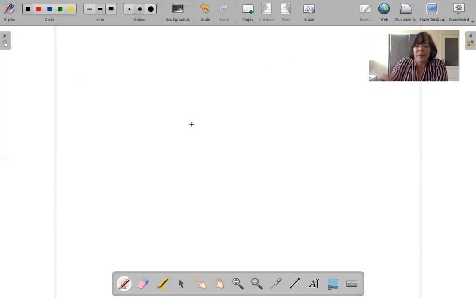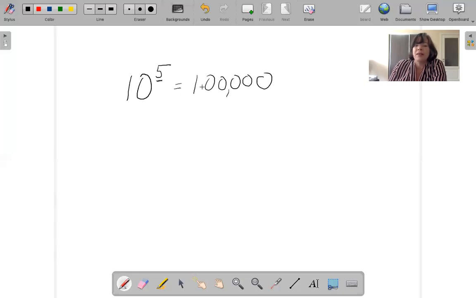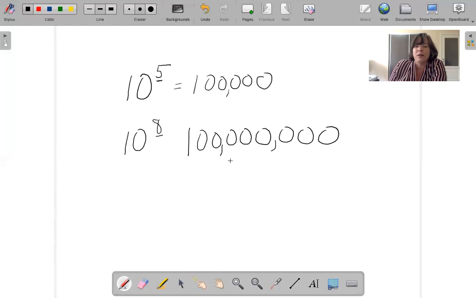Okay. I have to show you how to work with some numbers. 10 to the 5th is so easy to figure out. All you do is start with the 1 and add this many zeros. 10 to the 5th equals 1, then 1, 2, 3, 4, 5 zeros. That's it. 10 to the 5th is 100,000. 10 to the 8th: 1, and then I put 8 zeros. 1, 2, 3, 4, 5, 6, 7, 8. That's it. There's no scary trick to it. There's no, oh, it's got to be more difficult than that, Mrs. Givens.